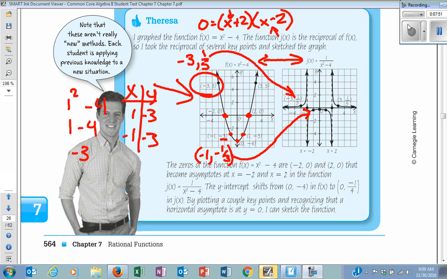She takes 0, negative 4, she inverts it. So it'd be 0, comma, not negative 4, but negative 1/4. If you look back at our chart, that's exactly the same point that we got right there. She takes this point right here and inverts it, and it becomes 1, comma, negative 1/3. And that right there is this point here. Finally, she inverted 3, 5, which turned into 3 and 1/5, and boom, got that right there.